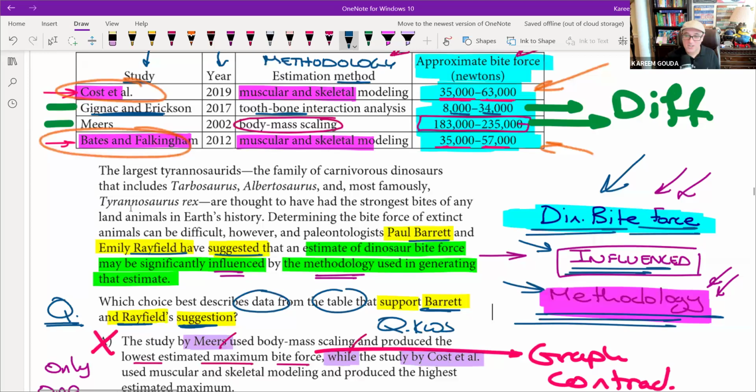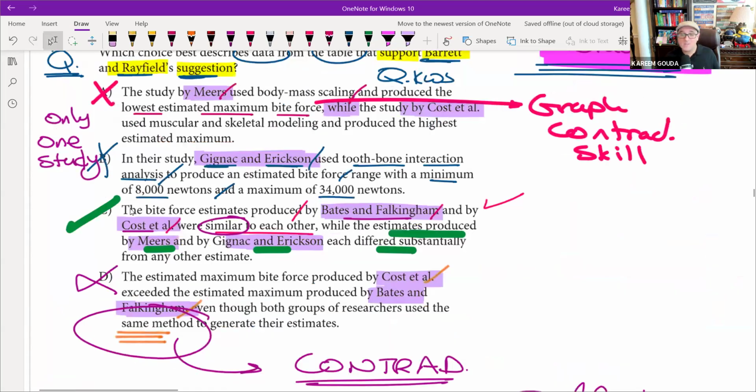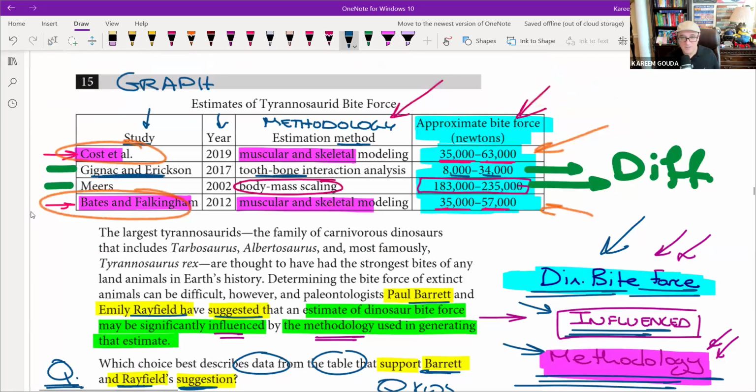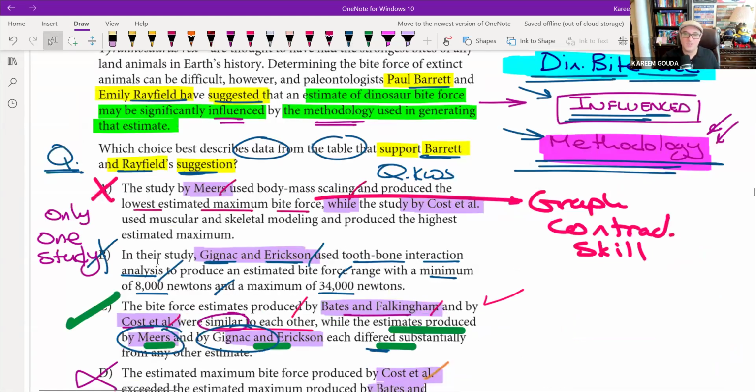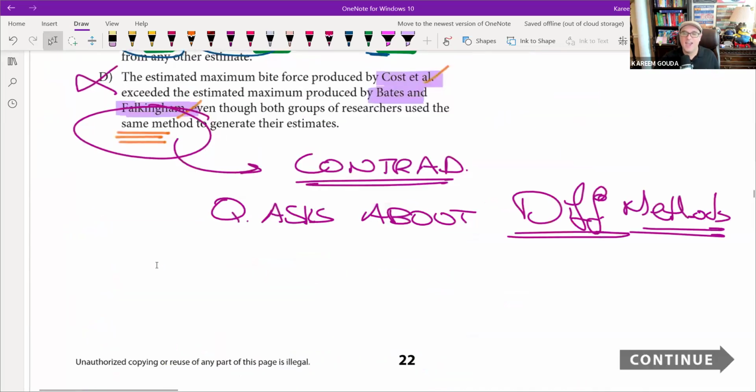If you look at the continuation of C, while the estimates produced by Mears and Gignac differed, let's take a look. Mears used the body mass scaling method. Gignac used the tooth bone method, and they got entirely different numbers. So when you change the method, you get a different number. The only answer that shows that is C. And what a hard question.